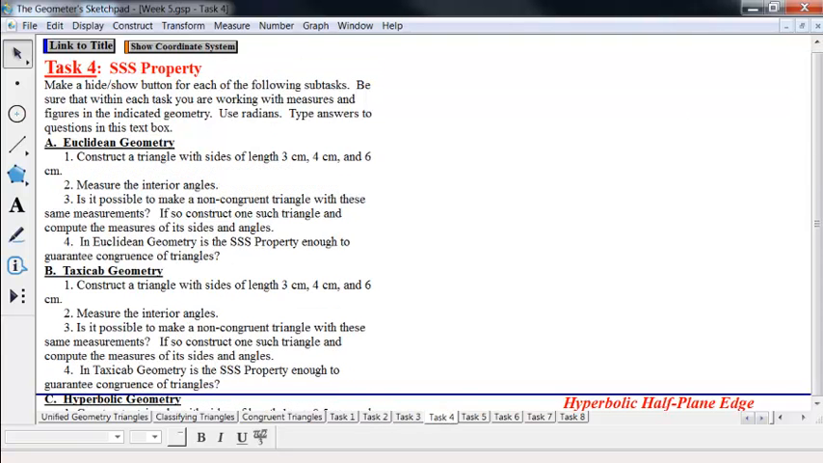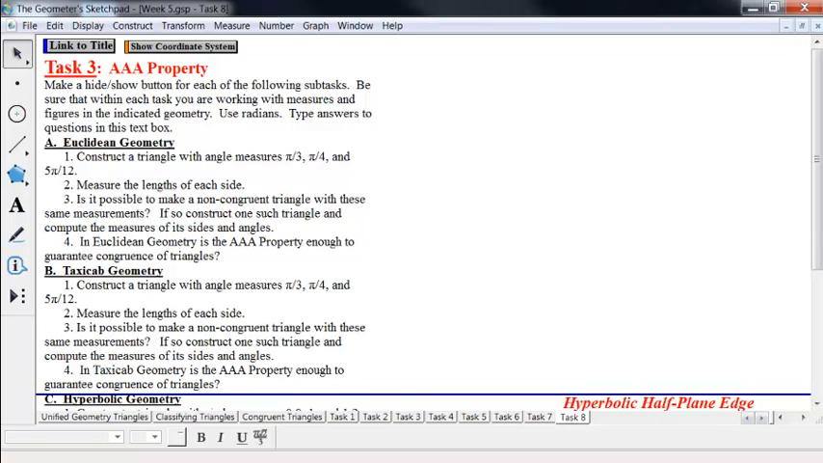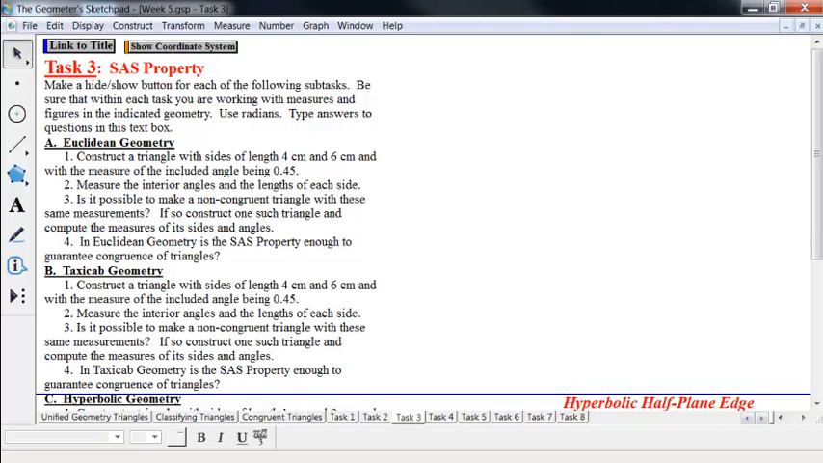Tasks 3, 4, 5, 6, 7, and 8 all deal with different sets of congruence conditions. For example, task 3 is about the side-angle-side property. Here we're taking the second perspective, where I'm giving you specific measurements, and you have to build a triangle with sides of length 4 centimeters, 6 centimeters, and the included angle being 0.45, of course in radians. Measure the interior angles and the lengths of each side of that triangle.